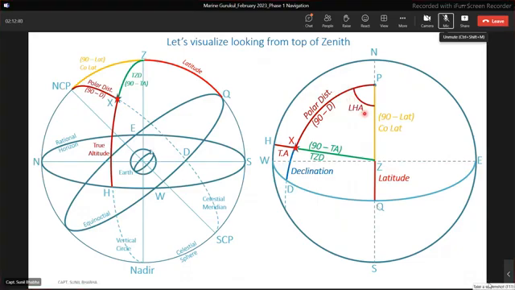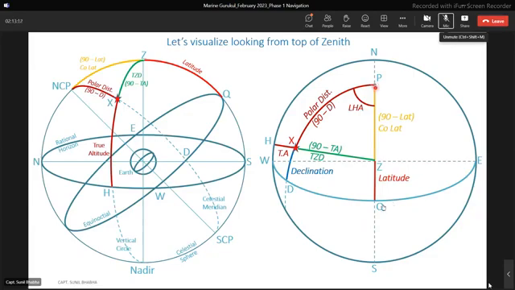Sir, can you repeat the definition once again, please? Yeah, I'll repeat, beta. Angle at the pole contained between the celestial meridian of the observer and the celestial meridian of the body measured westwards. That is the LHA, local hour angle. Okay, sir. Right, beta? Shall we move ahead? Yes, sir. Okay, great.